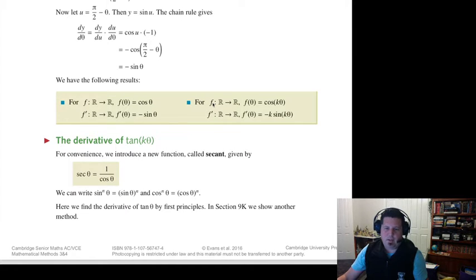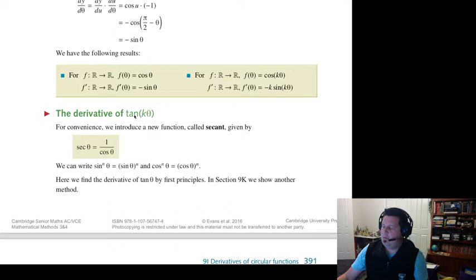You can also work out the derivative of tan k theta. Now, generally speaking, most of the time we're happy with the derivative of tan being equal to, what you do need to know, sorry, there's an extra fun fact. So if you have 1 over cosine theta, that is also known as sec theta, which is short for secant.